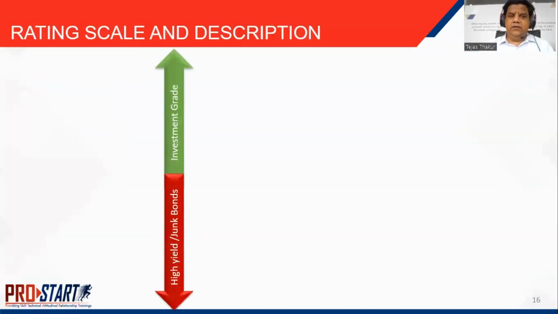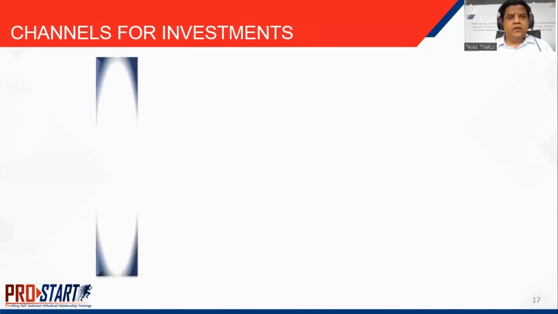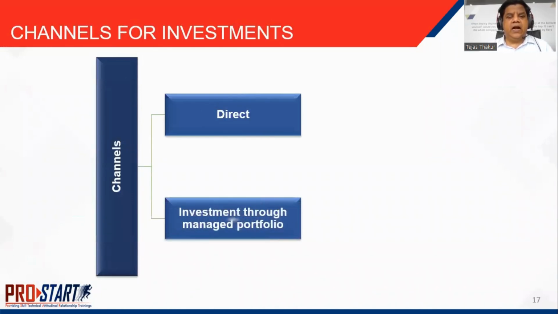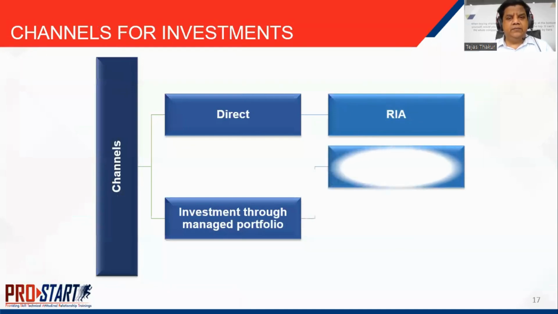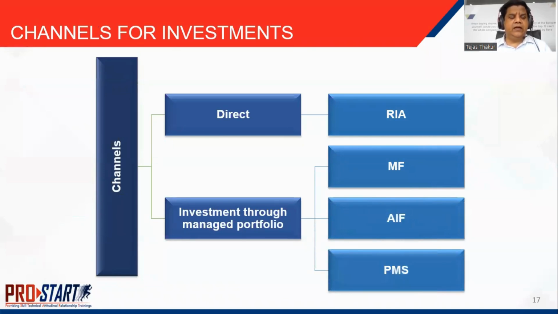Rating scale, obviously, AAA being the highest rated, D being the default rated. So I hope we are aware of this. Channels for investment, basically two broad channels, direct and through a managed portfolio. In the direct area, you have got the RIA, and in the managed portfolios, you have MF, PMS, and AIF, three categories. What is PMS? This entire book is about that. What is AIF? We'll look at it in the next two slides.